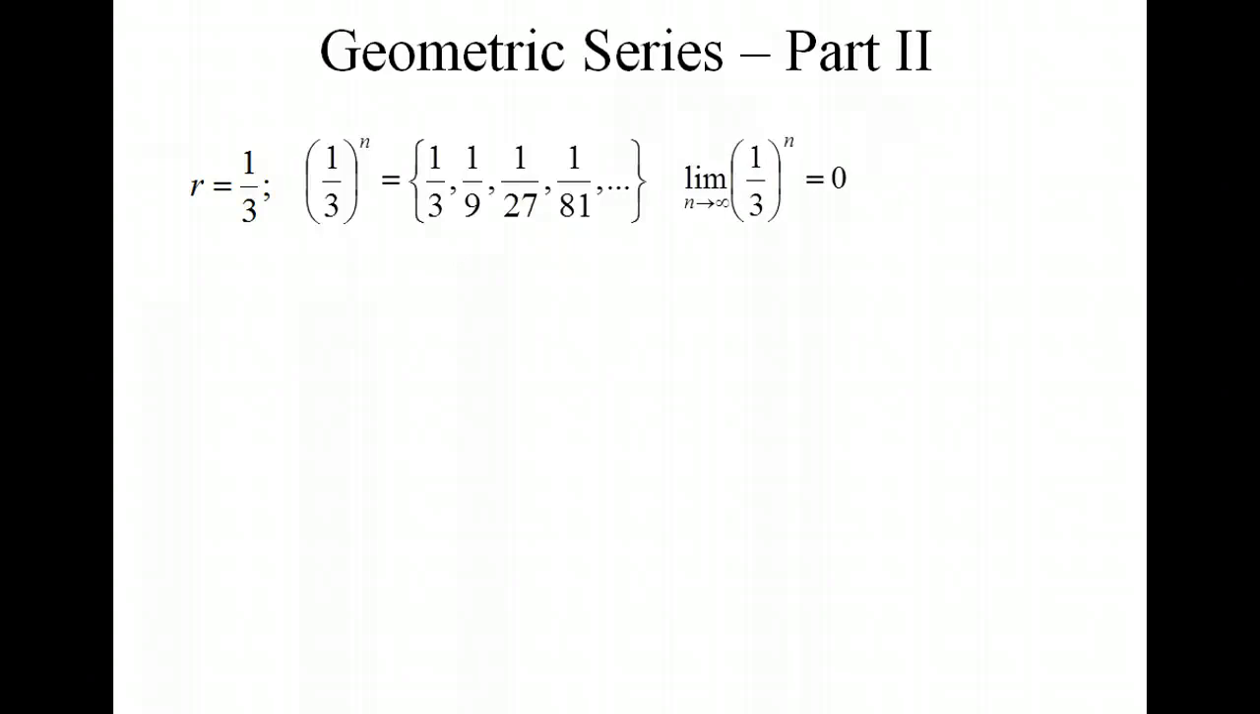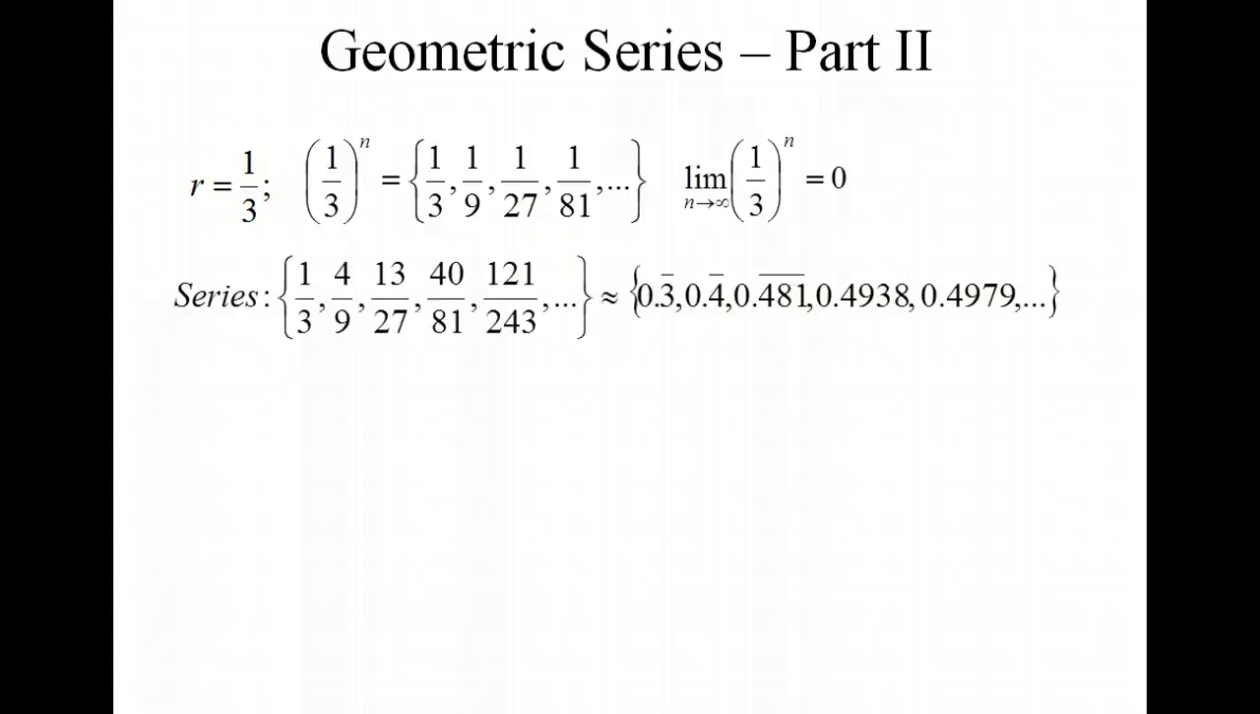And what we want to do from there is look at our series. So we're going to add together the terms of the sequence. And I went ahead and wrote them in decimal form so you could see that they are approaching, or coming very close to, 0.5 or 1/2. Let's look at our sum formula.